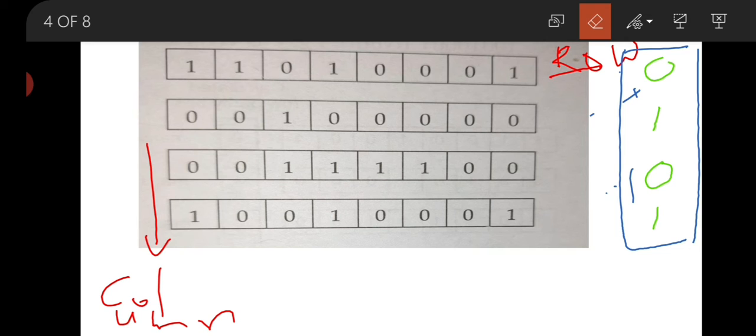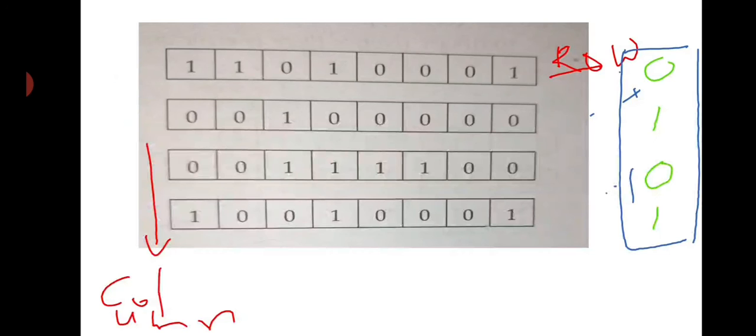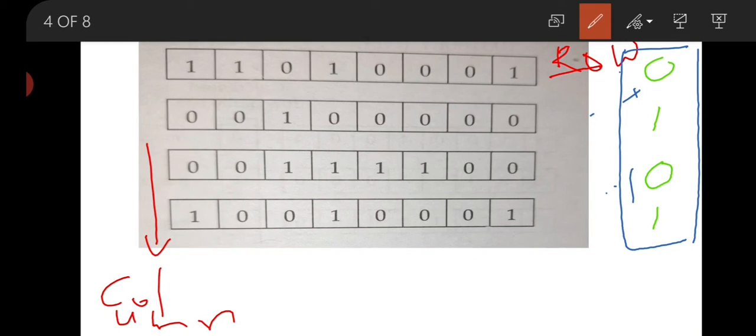This is our row parity bit. Now calculate column parity bit. While calculating column parity bit, we have to count like this. Calculate this: there are 2 ones in this column. Now we are calculating one column at a time. There are 2 ones, that means the parity bit is 0. Here there is 1 one present in this column.